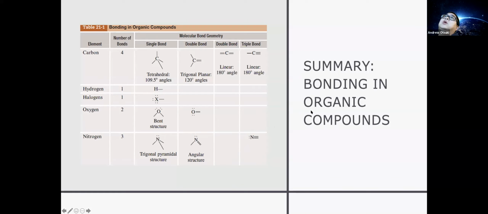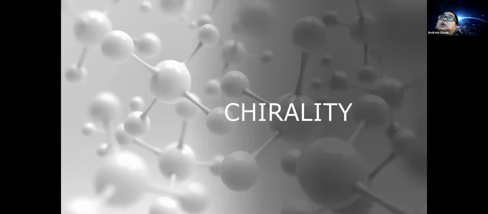Okay. So we went over tetrahedral, trigonal planar, and linear. Those are the geometries you are expected to know and to think about when you're looking at these shapes in the post lab and on the online activity.